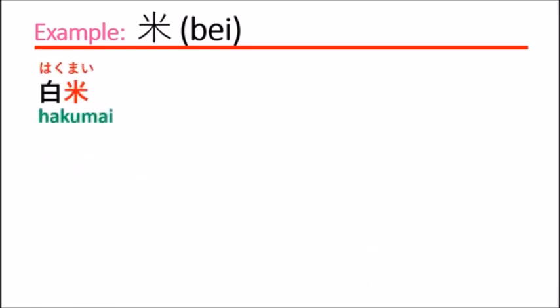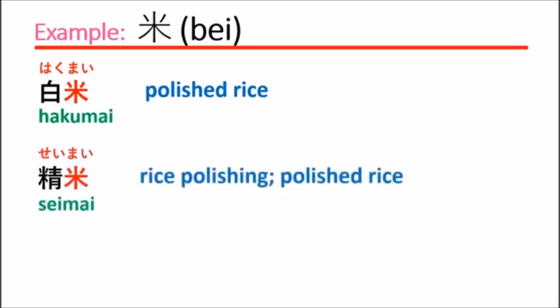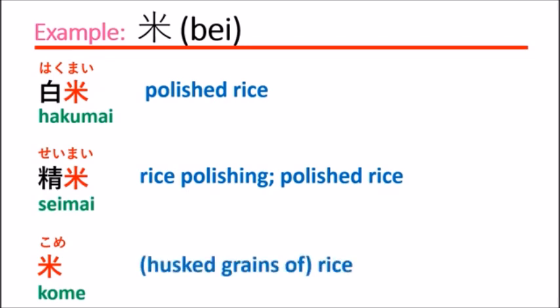Next, hakumai. Hakumai means polished rice. Mai has the meaning of rice polishing, or polished rice. Kome means rice.